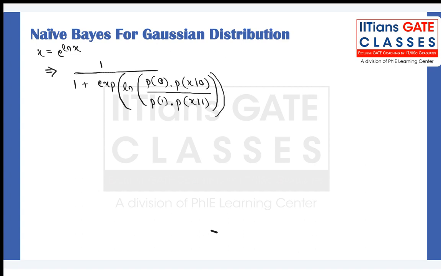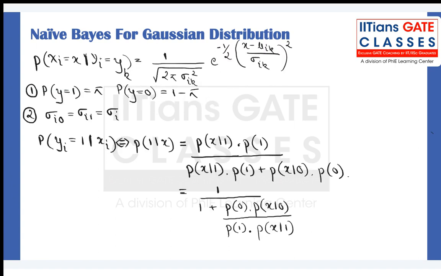Again, what did I do till now? I did nothing here. First of all, I assumed that my feature follows a Gaussian distribution with a given mu and sigma. And then I modeled the fact that the prior probability comes from the Bernoulli distribution, with P of y equal to 1 having probability pi and P of y equal to 0 having probability 1 minus pi. And my assumption was that the standard deviation across both the classes is the same, that is, sigma i0 is equal to sigma i1 is equal to sigma i.